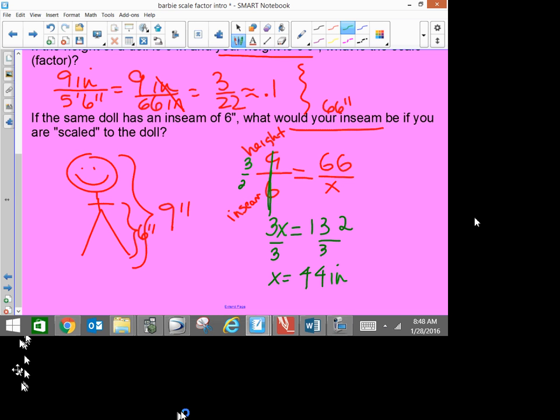Okay, my inseam is somewhere in the 20s. Think about if it was double that. My legs would start about right here. That would be really wild. Not even Taylor Swift has legs that long, right? Okay, so that's what we're going to be doing with this Barbie business.